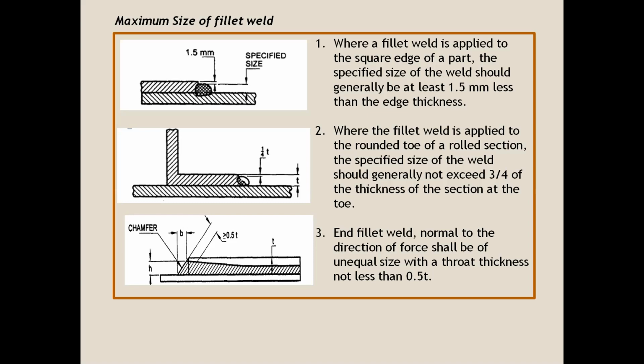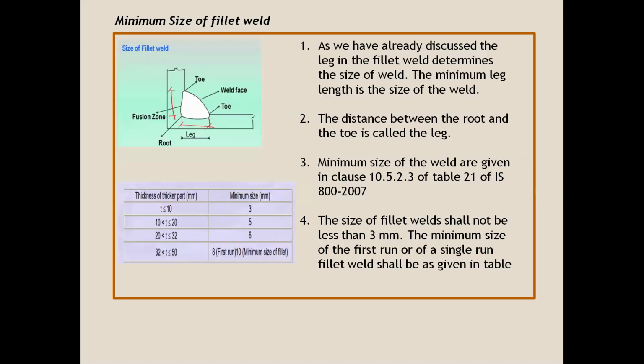Next, the third one: end fillet weld normal to the direction of force shall be of unequal size. See the diagram for unequal size, capital H and small b, with a throat thickness not less than 0.5 T. You have to maintain this thickness of the fillet weld. This is the maximum size of fillet weld.